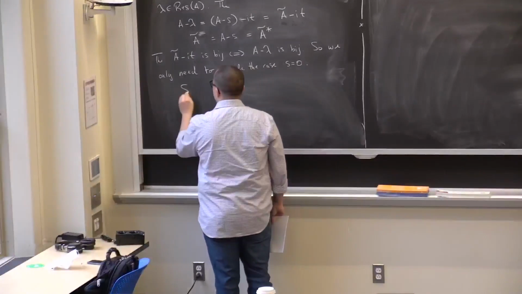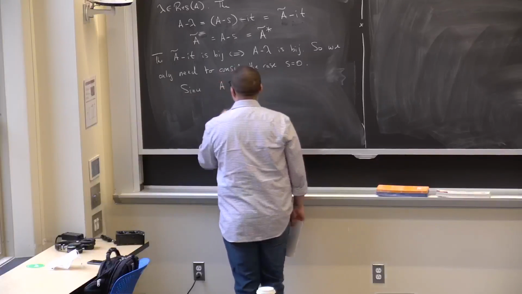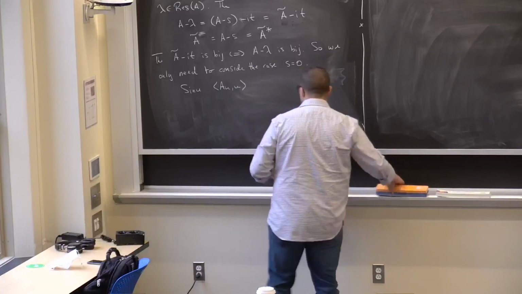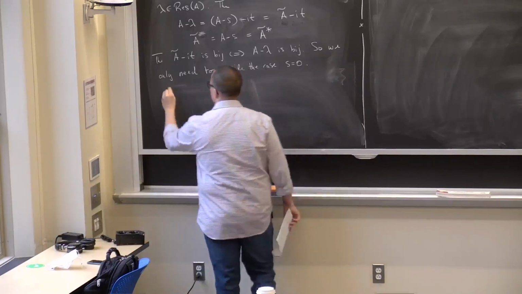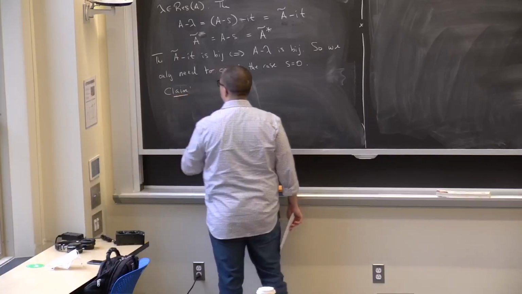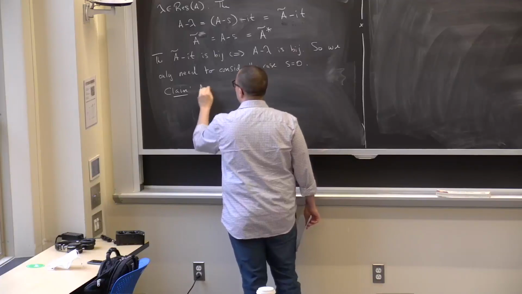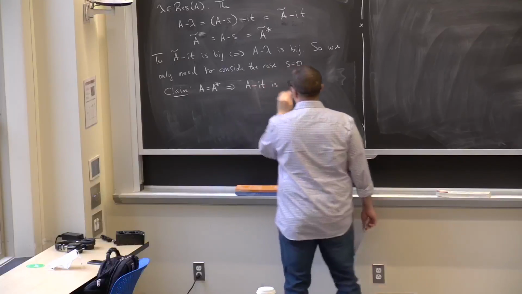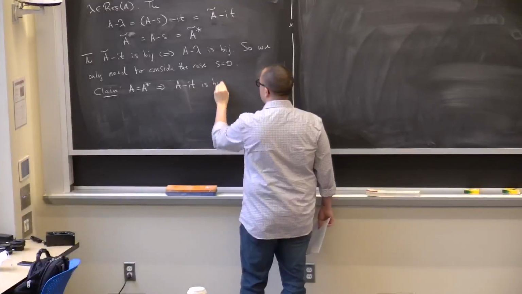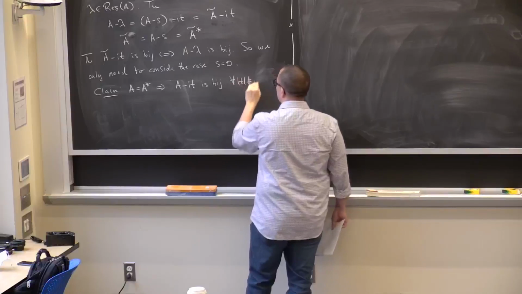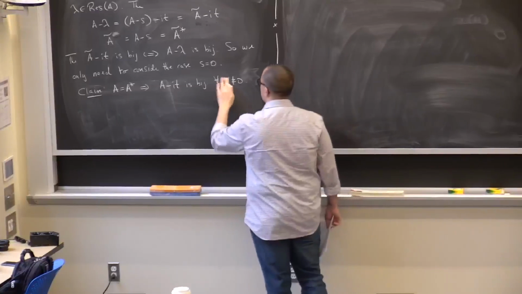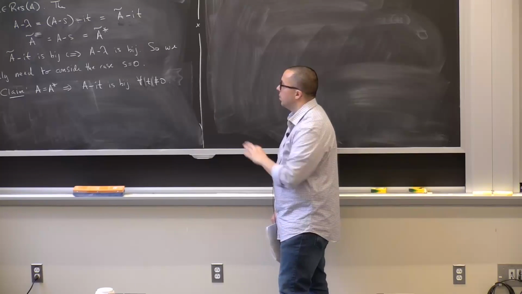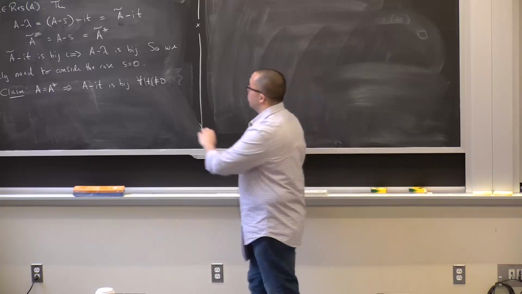Okay, so by the result from last time, let me set out what we're going to prove. If A is self-adjoint, then A minus IT is bijective for all T not equal to 0. Okay? So once I've proven this claim, then I've proven the first part of the theorem.